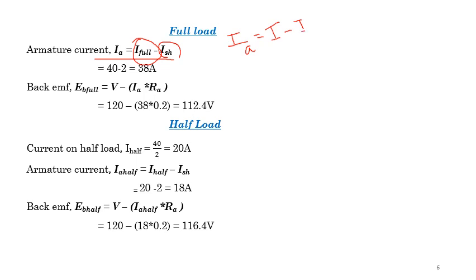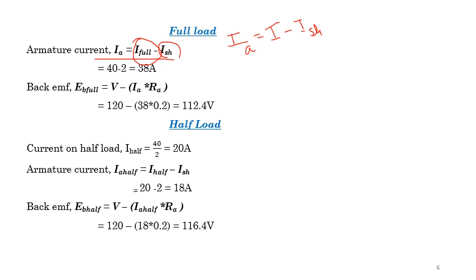So let me not confuse you. Let me write the basic equations which you had derived. According to that, Ia is equal to I minus ISH. Now you already know this main current is nothing but, for the full load, I have written it as I full. ISH, you know, will not change. Here I have mentioned it as Ia.